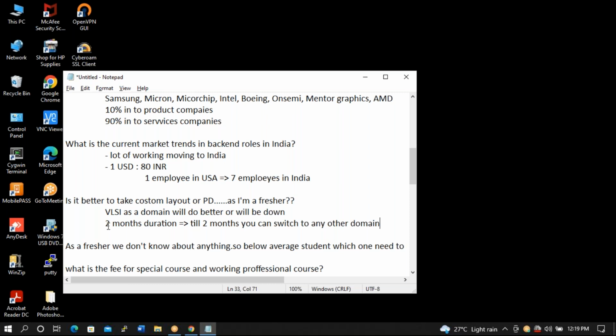Now you may say, what about the 2 months I'm losing? You won't be losing 2 months. Typically, the initial 3 weeks will be common for everyone. Even if you join custom layout, physical design, or front-end training, the initial 3 weeks will be digital electronics, and the basics of Linux will be covered. So that will be common. So you will be only losing around 5 weeks of the course. And by the time a new batch of whatever other domain starts, you can join that domain.